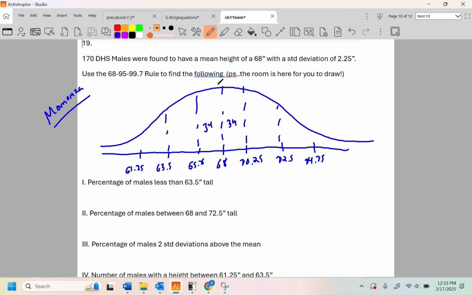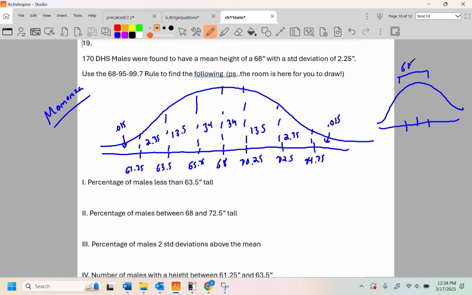Now, what I will do is give you an incomplete bell curve. I'll show you what I'm going to give you. It looks something like this. Up top, it'll say 68, 95, 99.7. I'm not going to give you all the stuff in the middle. I'm going to give you exactly what the state gives you.